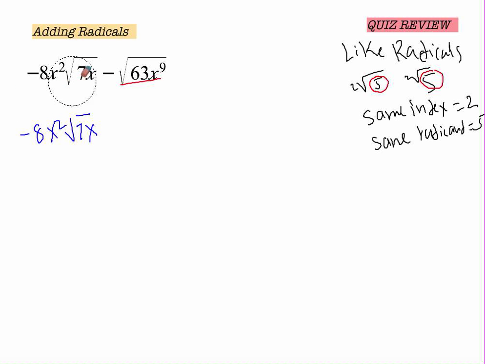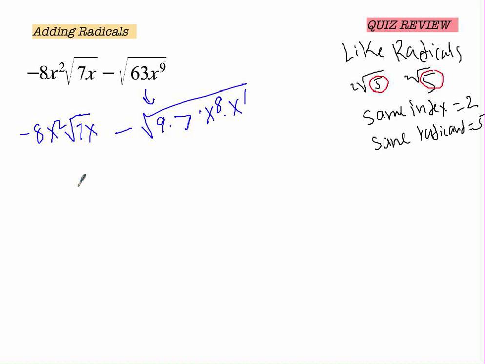Next thing we'll do is see if there's a way we can simplify this. 63 is the same thing as 9 times 7. 9 times 7 is 63. And then we have x to the power of 9. Now this is how I'm going to rewrite x to the power of 9 so I can simplify in the next step. I'll say this is the same thing as x to the power of 8 times x to the power of 1.